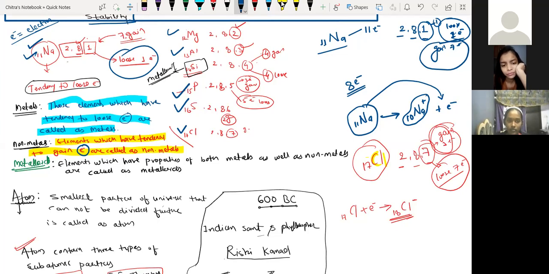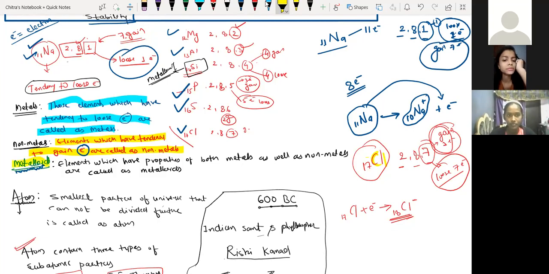Okay, now we'll discuss the third category of elements called metalloids. So what are metalloids? Metalloids are those elements which have properties of both metals as well as non-metals. Sometimes they behave like metals, sometimes they behave like non-metals. That means they have properties intermediate between metals and non-metals. That's why they are called metalloids.